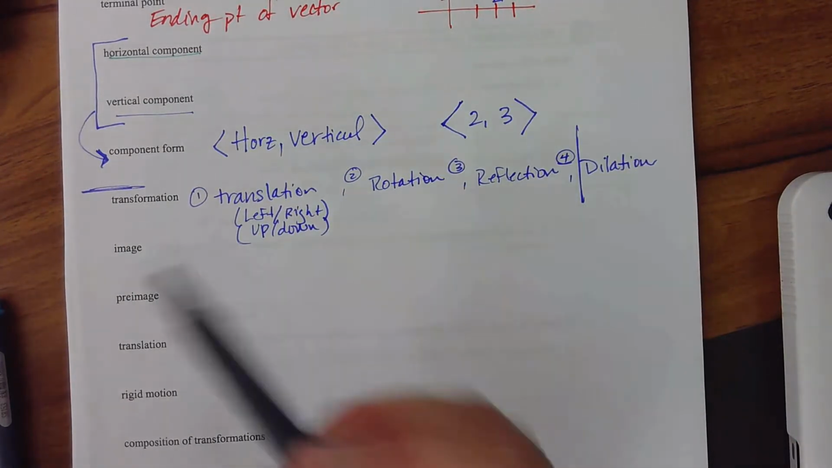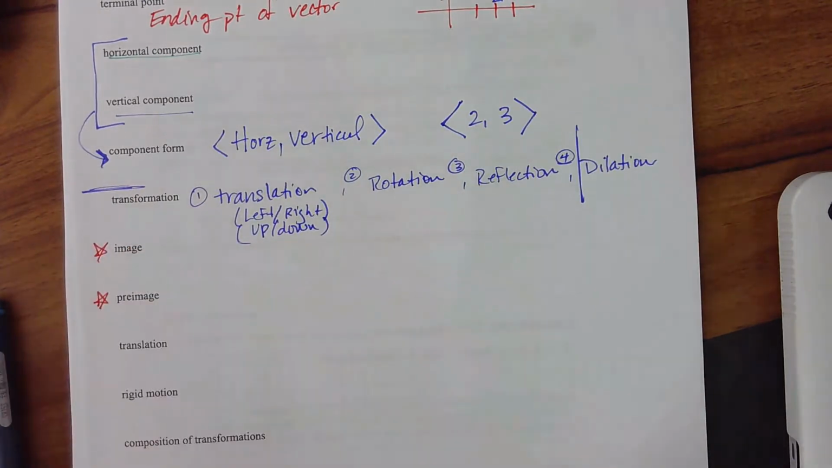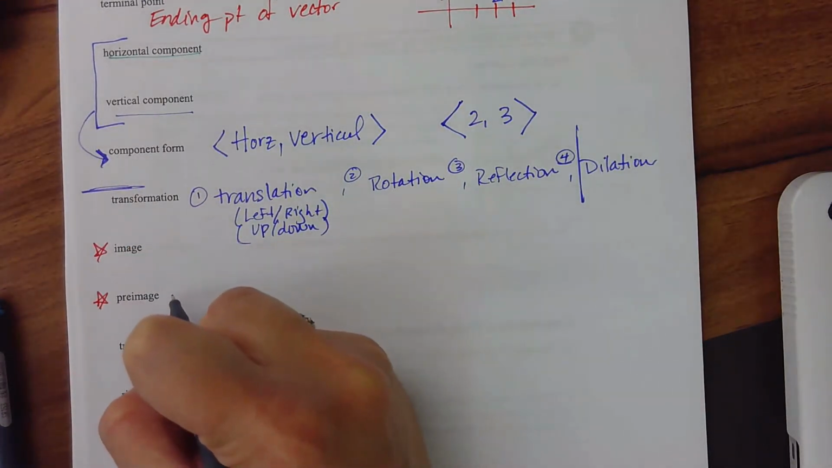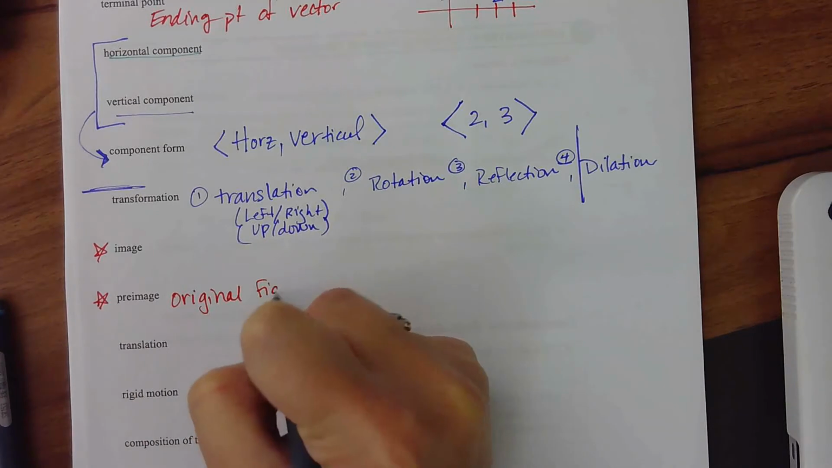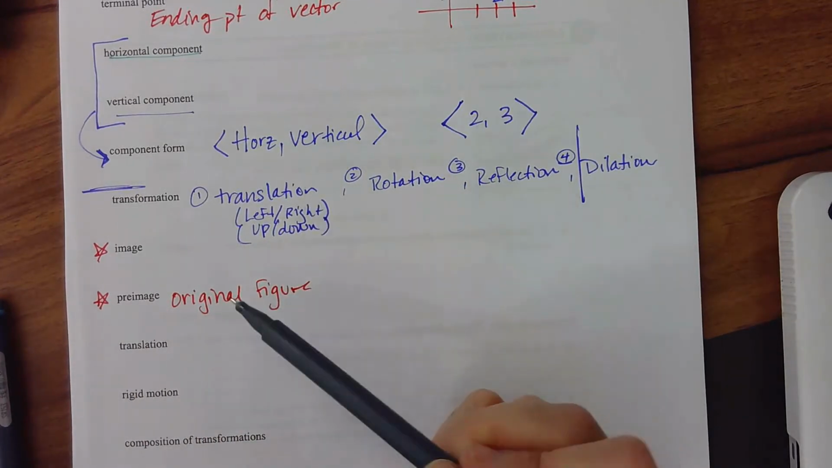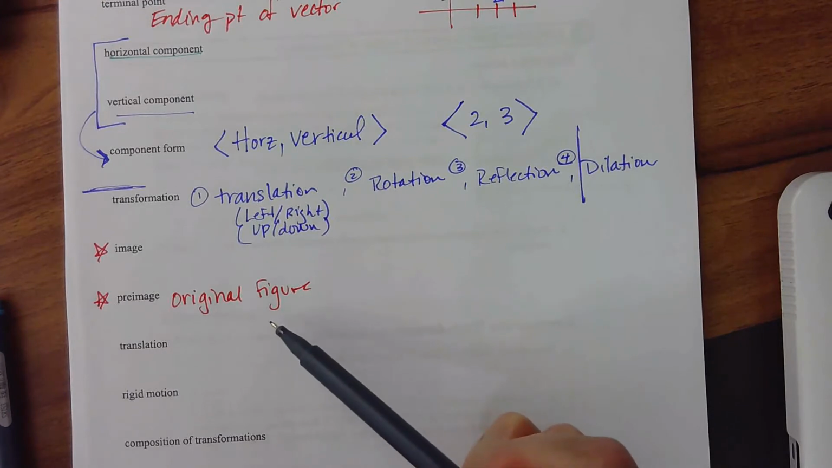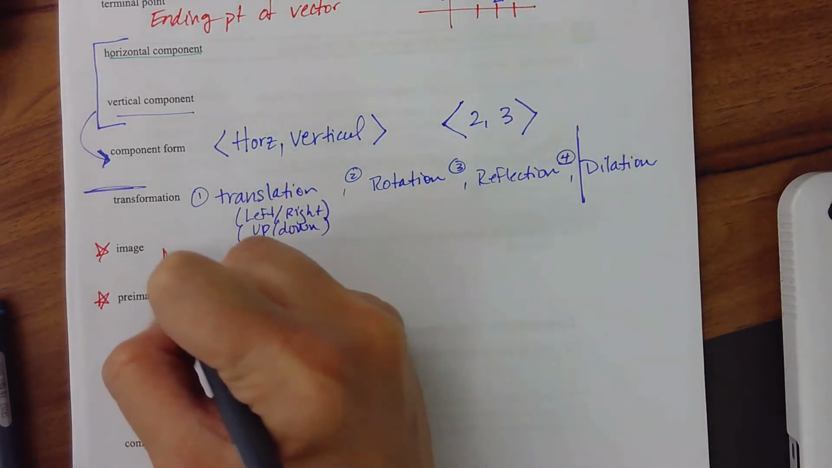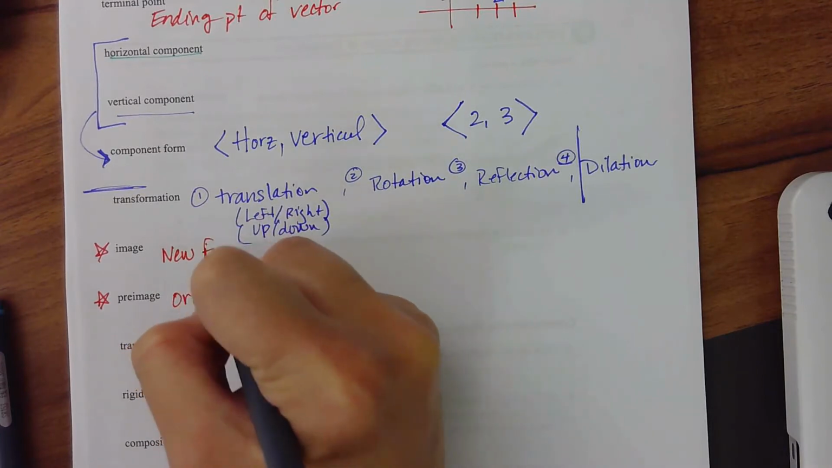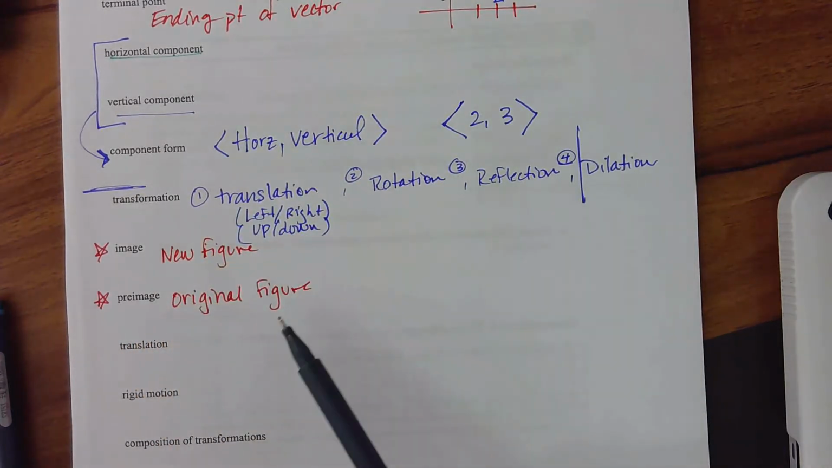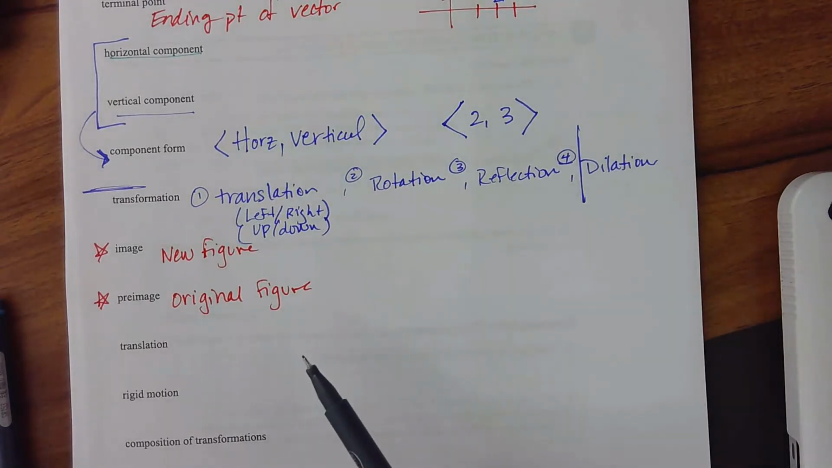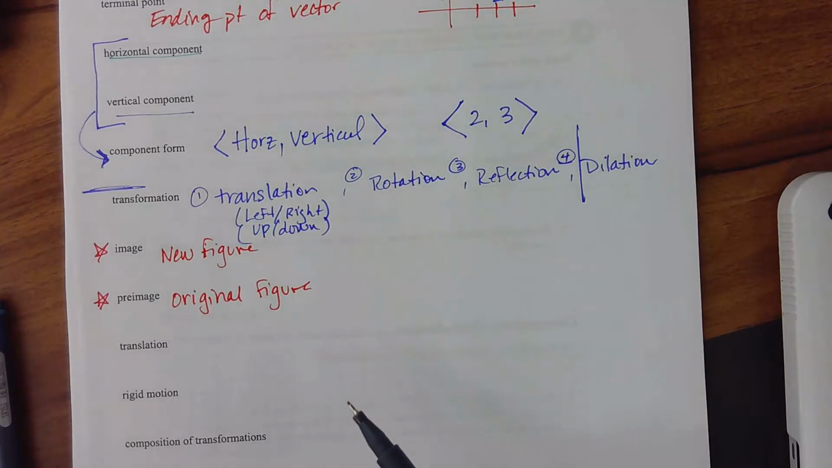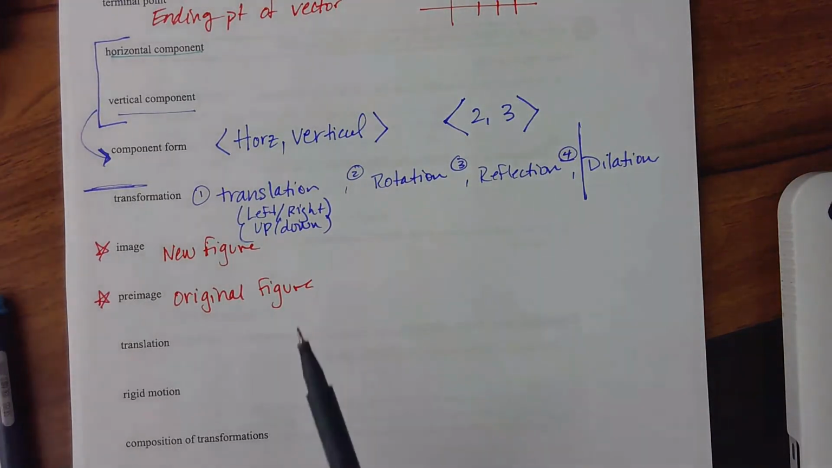All right, I need to talk to you about two other words here, and that's image and pre-image. When we talk about a pre-image, that's your original figure. So if I graph an isosceles triangle, my original figure that I graph is called my pre-image. And then my image is after I go ahead and apply my transformation. So I might start with a square, and then I might translate it up 4 and right 6. Where I end, what that new figure looks like at the end, would be considered my image.